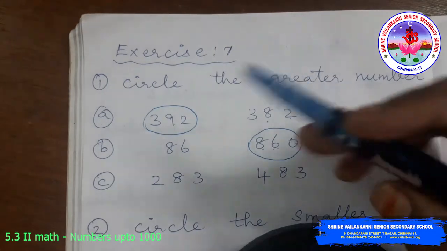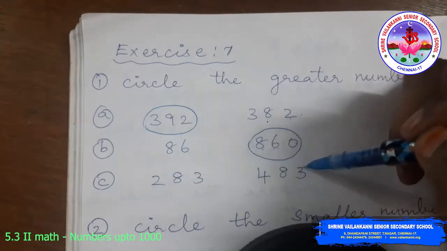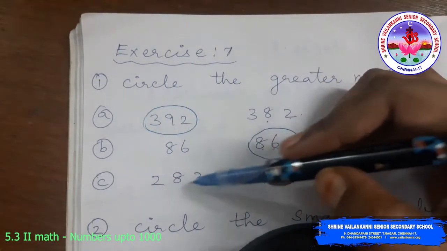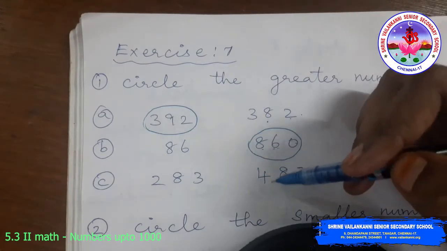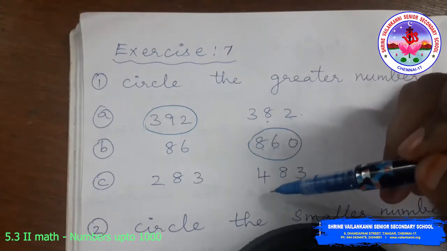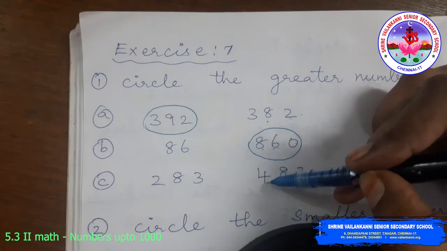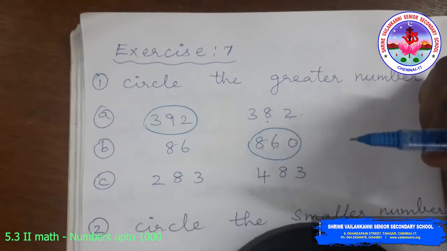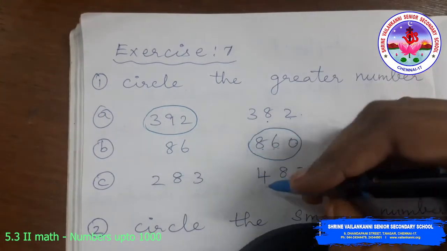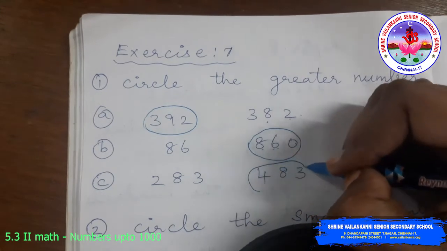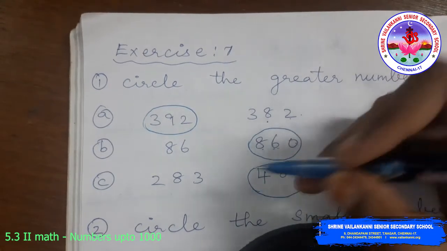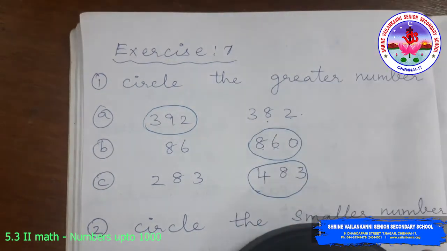Now, 283 and 483. Number of digits are the same, so we'll move to the second rule. Compare the hundreds digit. Here 4, here 2. So which is greater? 4 is greater. So 483 is greater than 283.